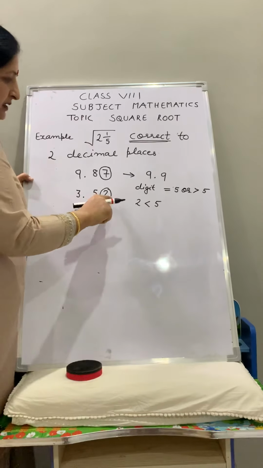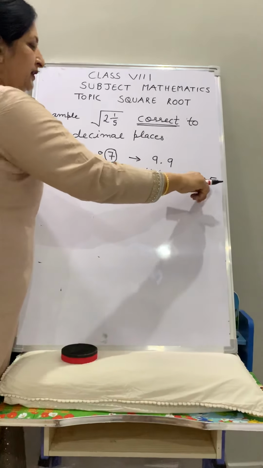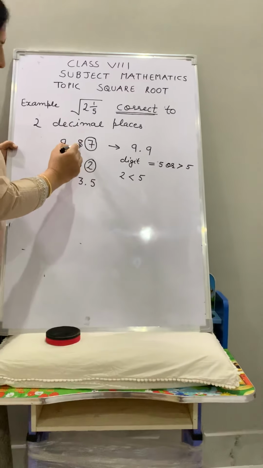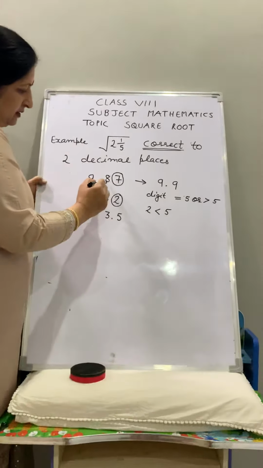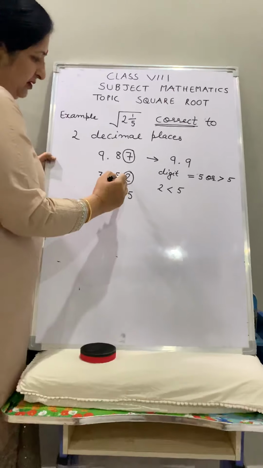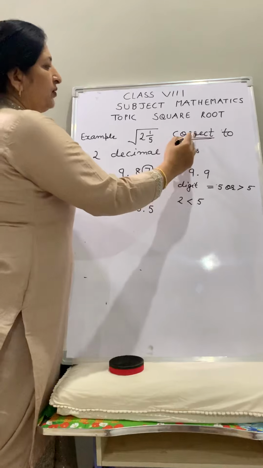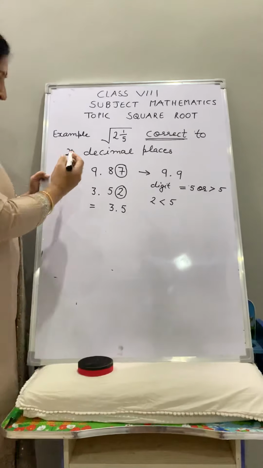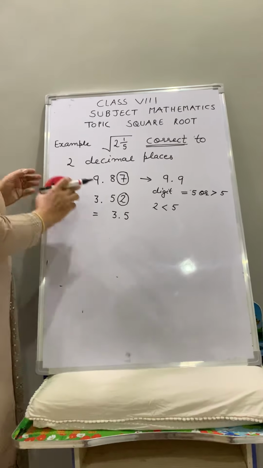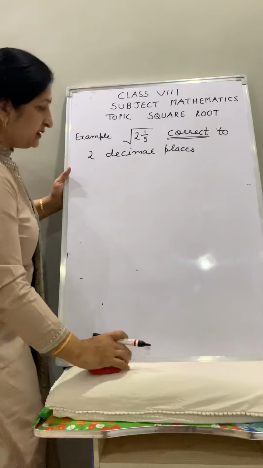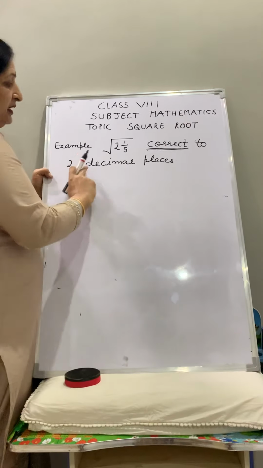If the encircled digit is equal to 5 or greater than 5, then you will increase 1 in the previous digit. If it is less than 5, no increase in the previous digit. This is the meaning of correct. Same in this question, if we have to find the square root of 2 1 by 5 correct to 2 decimal places, it means we need 3 decimal places.